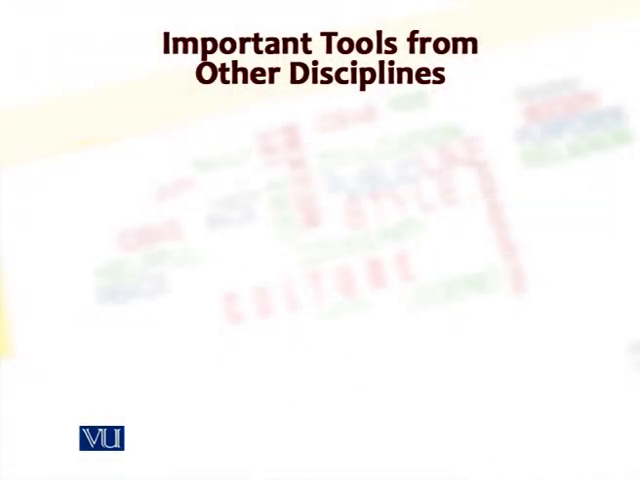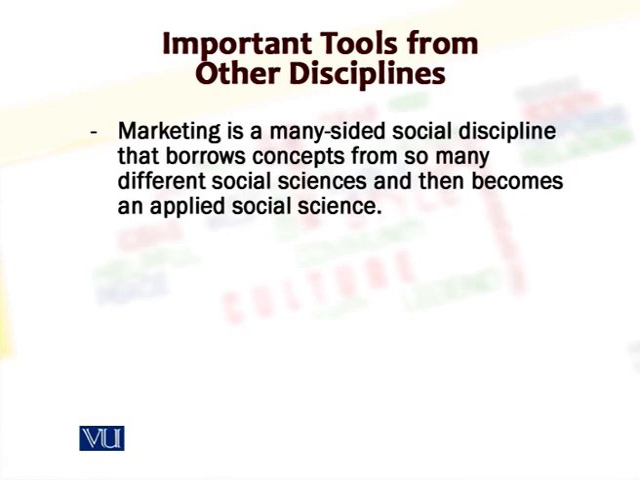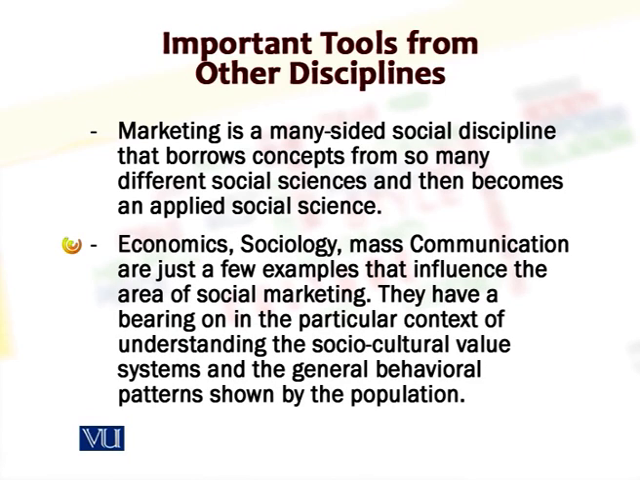We're now going to get into a new component, which is about the importance of tools from other disciplines. Why I'm talking about tools from other disciplines is because marketing happens to be a many-sided social discipline that borrows concepts from so many different social sciences. Of the social sciences that really have contributed towards the discipline of marketing are economics, sociology, mass communication, and so on and so forth. The fact is that this combination of different concepts lets us understand how customers could behave, why they behave the way they do, and what we can do or should do in order to change their preferences and their beliefs and value systems and so on.